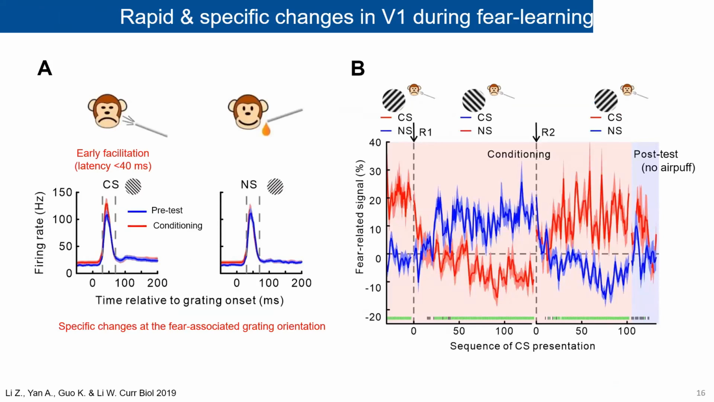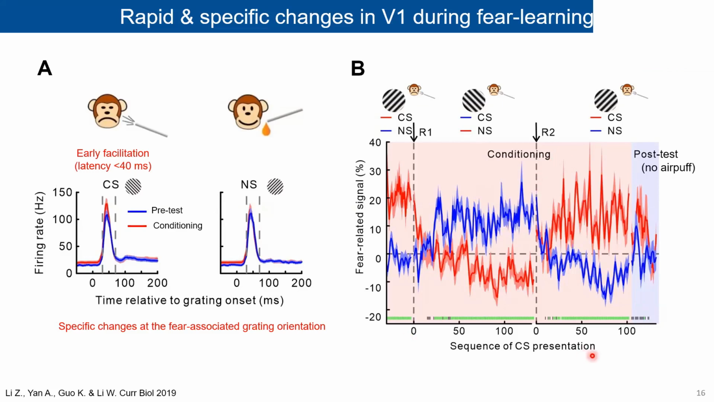So compared with the pre-training baseline control, the blue curve, we observed a significant enhancement in V1 responses to the CS greetings, but not to the NS greetings, non-conditioned greetings. So figure B shows the results from reversal learning. That is, within the same conditioning session, the CS and NS greeting orientations were switched back and forth in different blocks of trials. The two vertical dashed lines R1, R2 indicate two reversals.